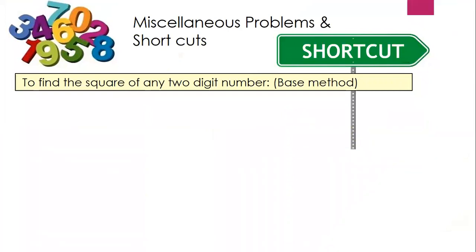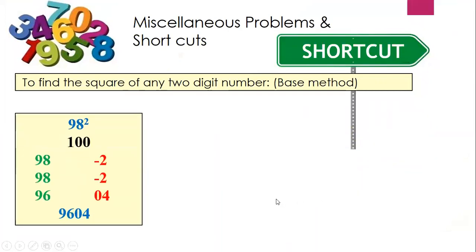based on the base method, if we want to find out what is 98 square, we will have 100 as our base because that is the nearest value. So 98 square is nothing but 98 into 98. 98 minus 100 is minus 2 here. Same way, 98 minus 100 is minus 2. Find out the product of this. Minus 2 into minus 2 is 4. Write it as 04. And then 98 minus 2 is 96. So our answer will be 9604.